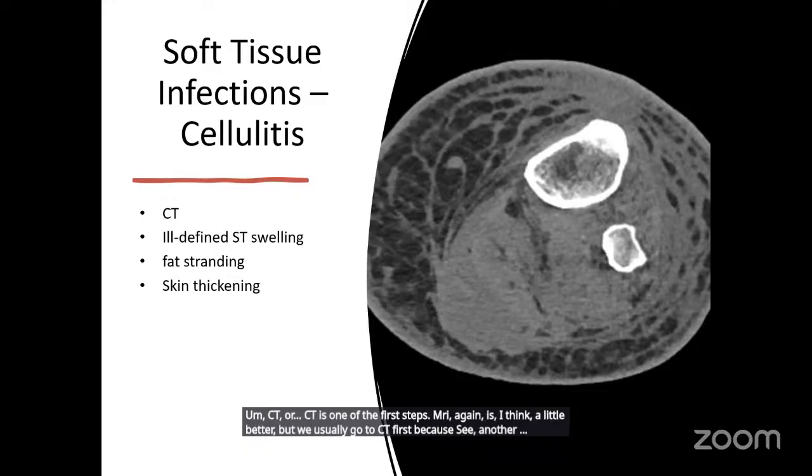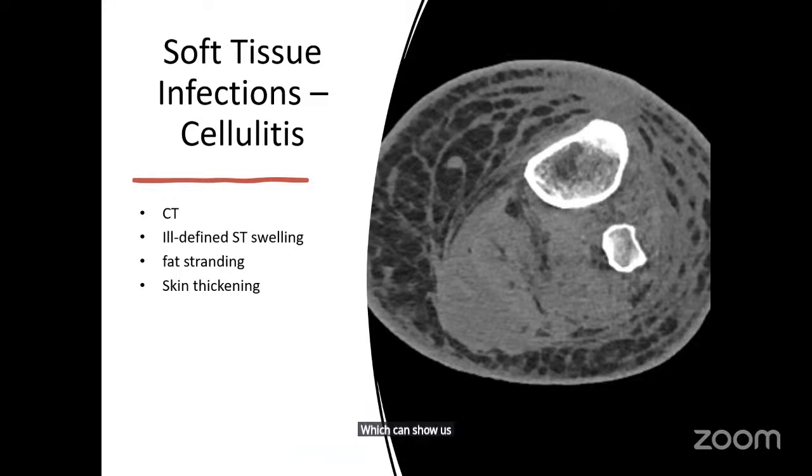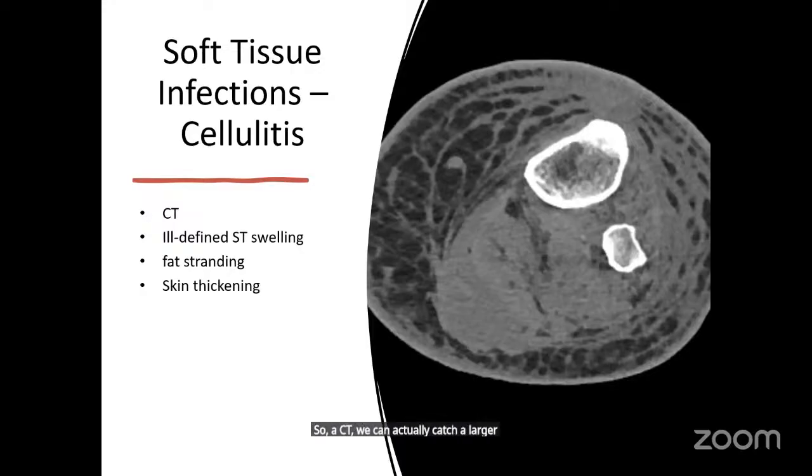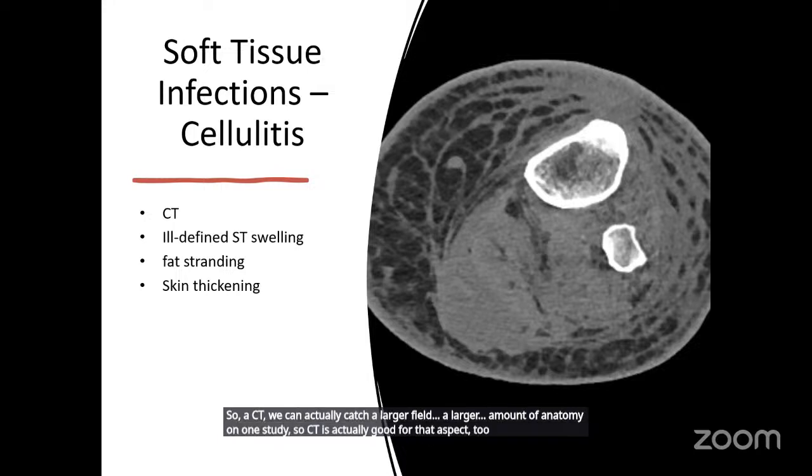computed tomography is that we can see a larger field of view. So we can do a CT of an entire extremity, which can show us, say it's a lower extremity, for example, if there's inguinal lymphadenopathy, but the infection is at the lower leg, at the tibia or fibula region. If we just do MRI, MRI is very localized to a specific body part. So we could only do portions of the tibia and fibula. We can only do the knee. So with a CT, we can actually catch a larger amount of anatomy on one study.